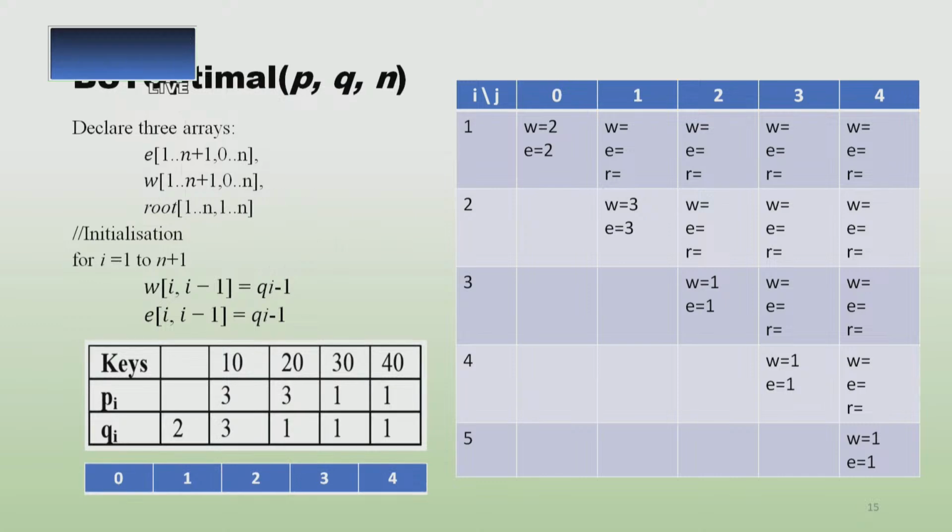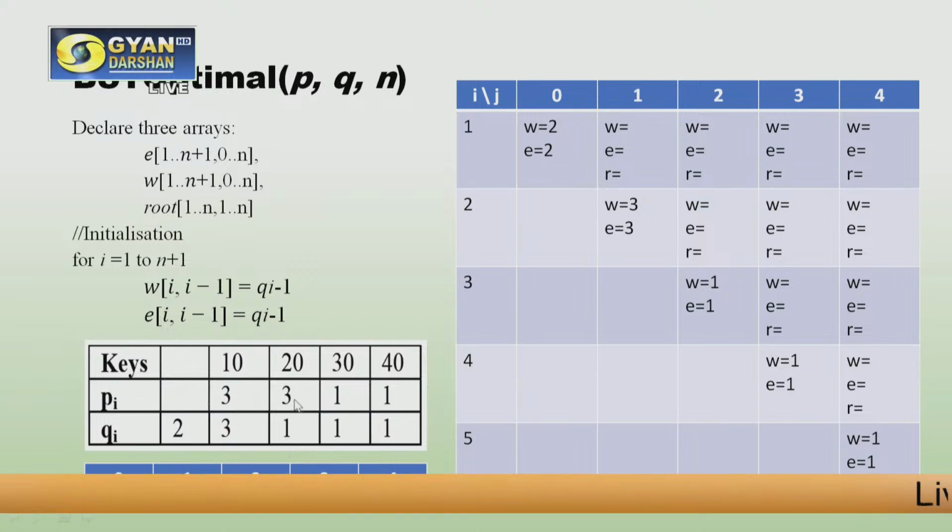Well, first things first. This is our algorithm, BST optimal, with P, Q and N. P is the probability of keys, Q is the set of probabilities of dummies, and n is the number of nodes. We are assuming this particular example. We have taken keys as 10, 20, 30 and 40. The Pi and Qi values are taken as 3, 3, 1, 1, 2, 3, 1, 1, 1.